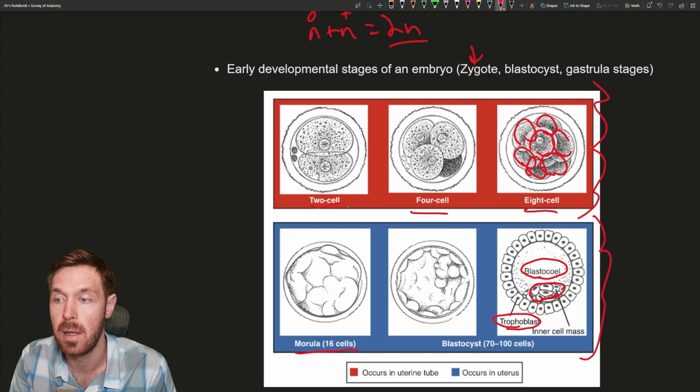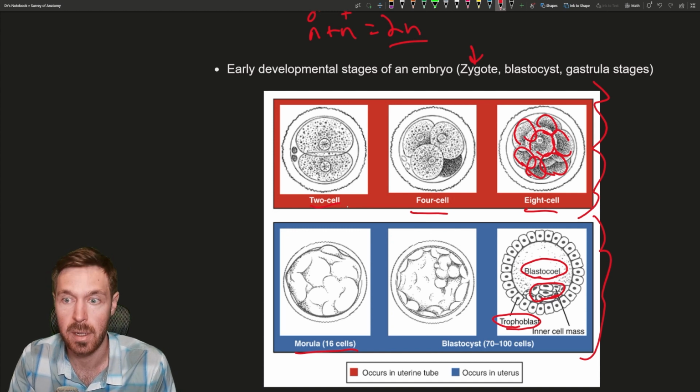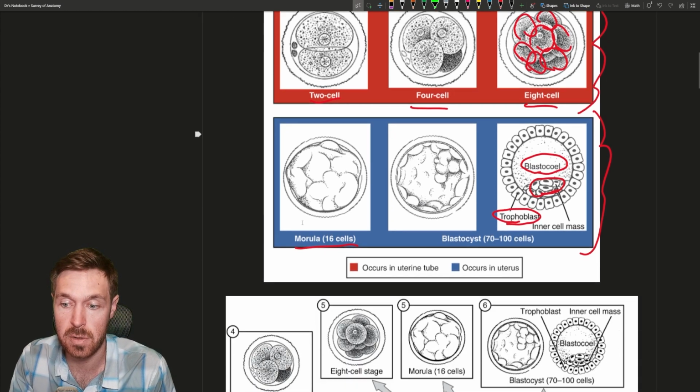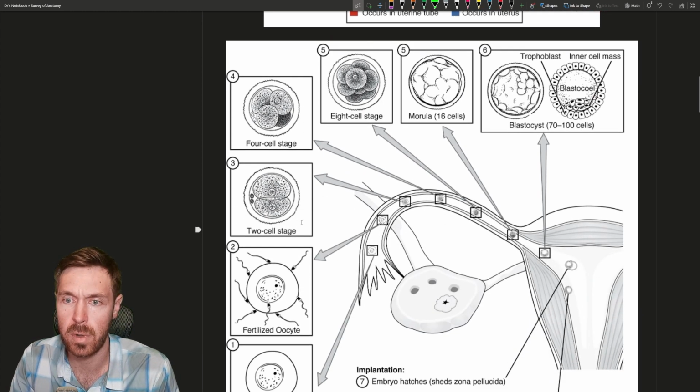Every now and then, an oocyte can be released, and the sperm fertilize the egg outside the uterine tubes, and the implantation can happen in the abdominopelvic cavity, and that's called an ectopic pregnancy. Very, very dangerous if that occurs. All right, so this is also kind of showing what's going on here as well.